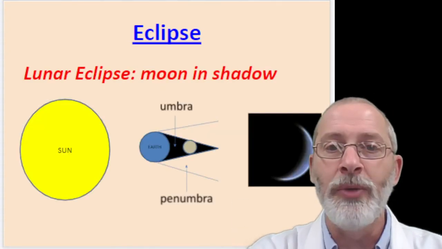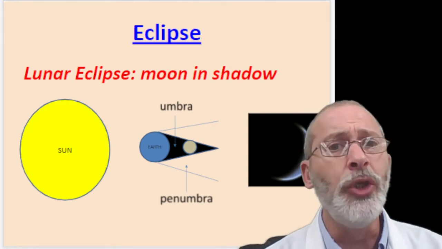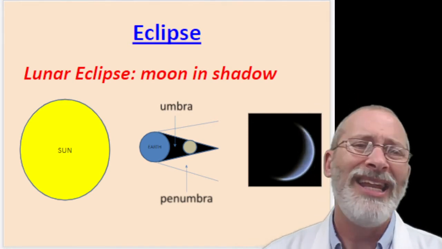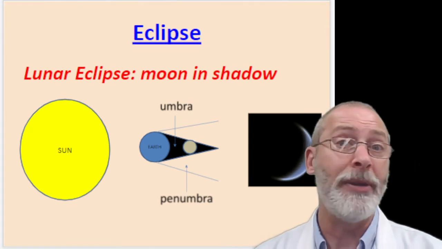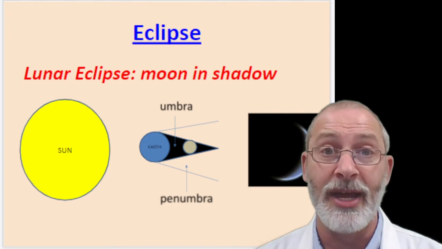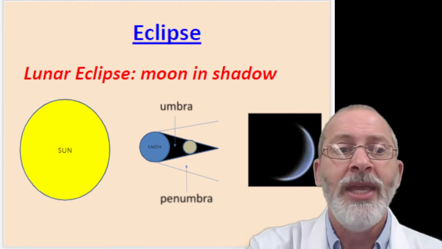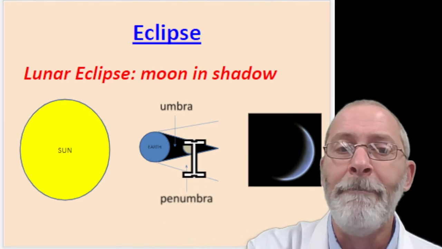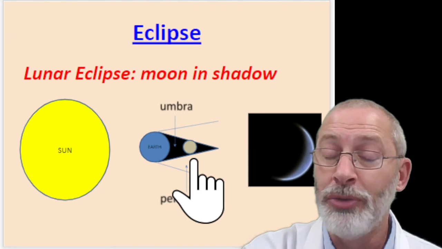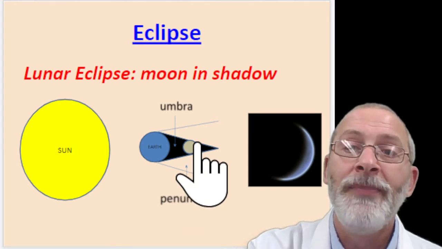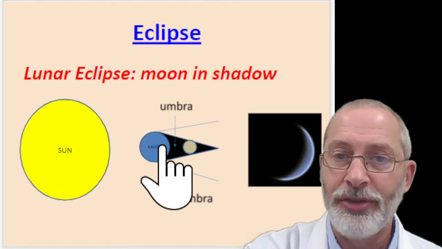So let's begin with the lunar eclipse. A lunar eclipse is generally less dramatic, and it's more visible to everybody on the Earth if it's nighttime for you. Because here's what happens with a lunar eclipse. During a lunar eclipse, the moon, that's what lunar refers to, the moon enters the shadow of the Earth.